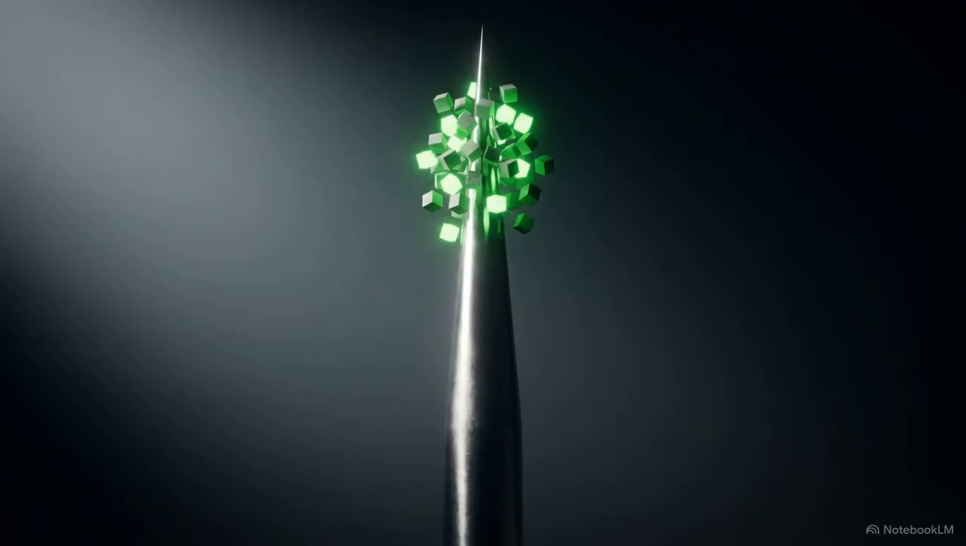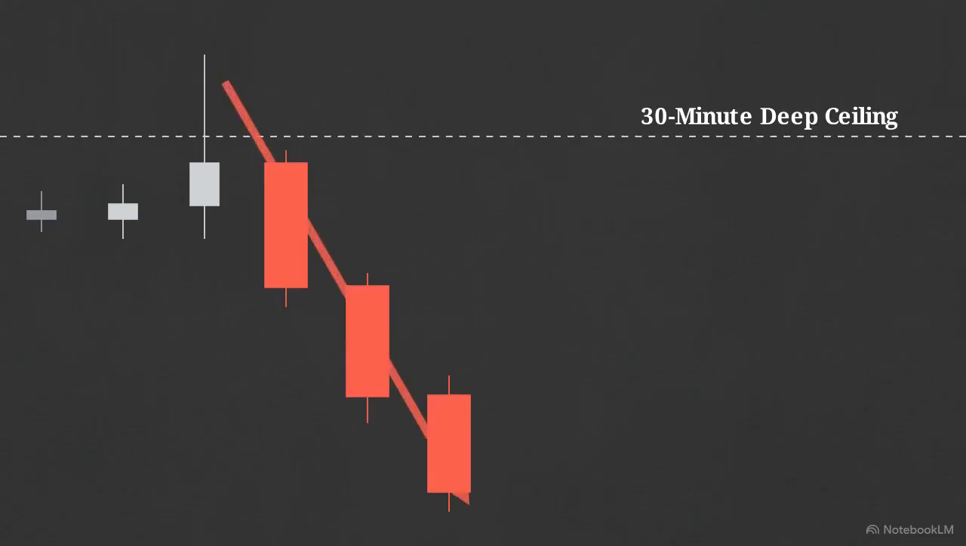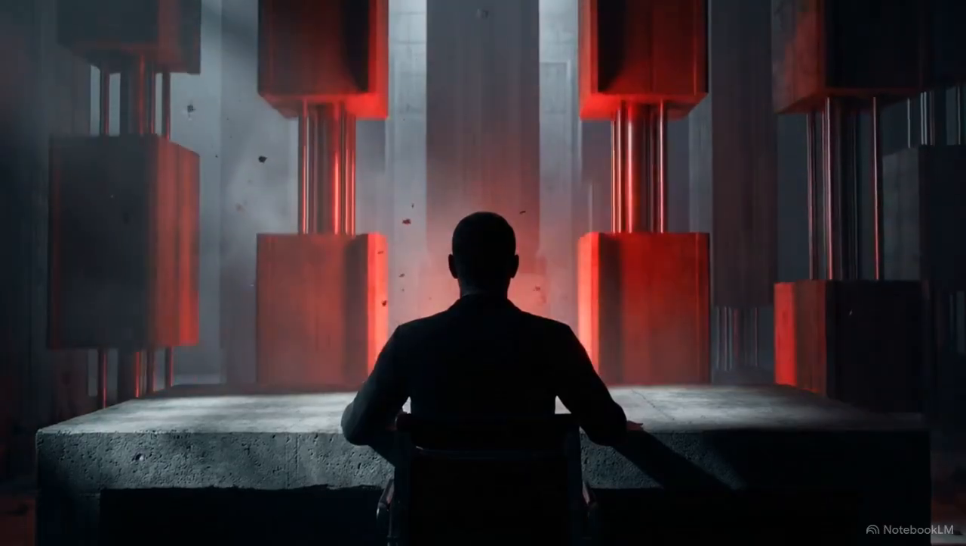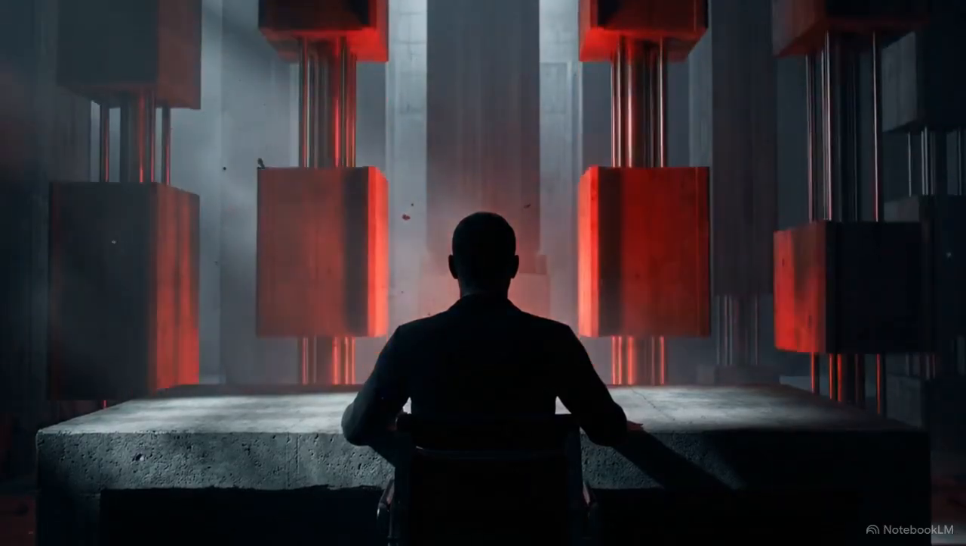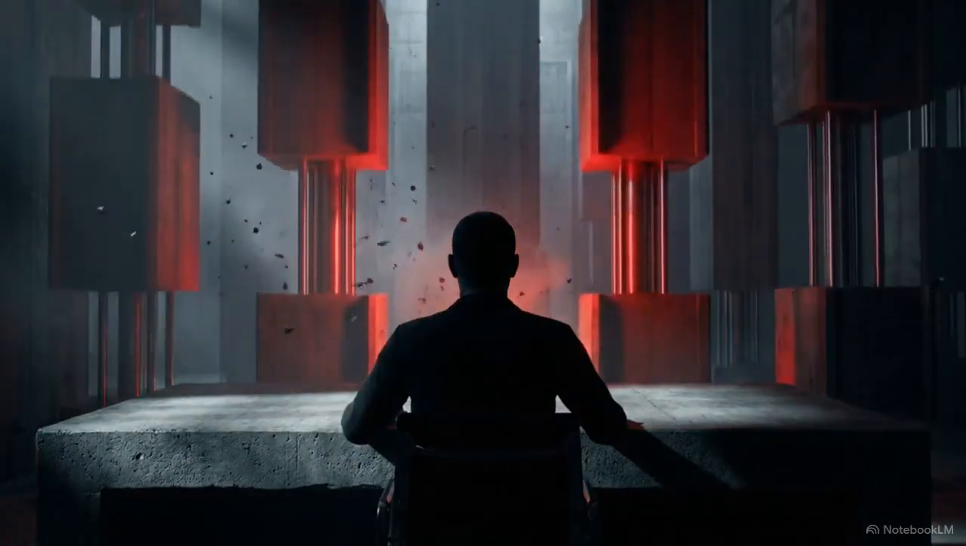Confirmation of the trap requires the second phase, displacement. To prove the move was a trap, price must aggressively drop away from that initial ceiling wick, showing a clear shift in momentum. This displacement validates that the ceiling held. Entering here is premature, as the system requires a secondary test. By waiting for this displacement to fully materialize, an operator successfully avoids the chaotic volatility of the initial liquidity grab.